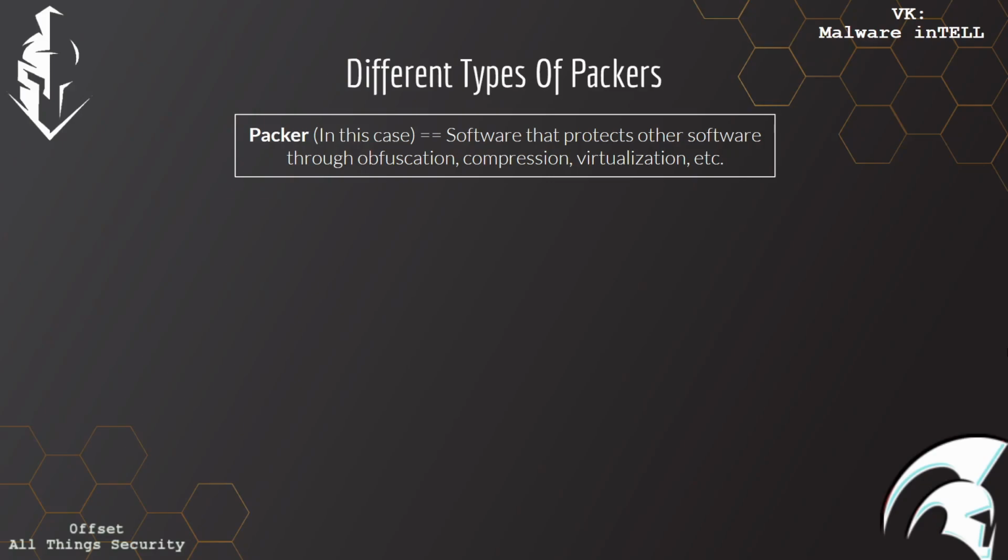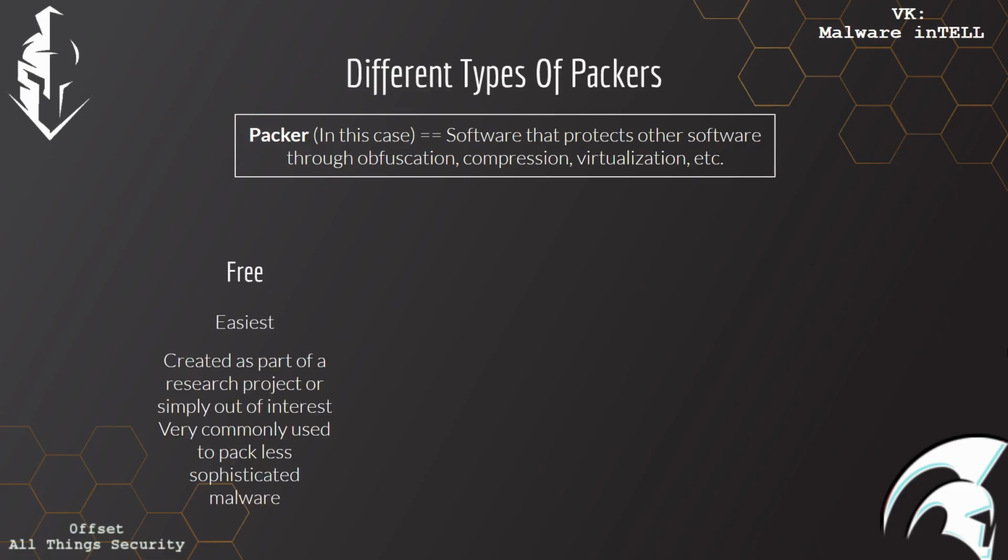So when I'm talking about a malware packer in this case, I'm referring to software that protects other software through obfuscation, compression, virtualization, etc. So there's a load of different names for this. There could be cryptors, all sorts of things. In this case, I'm just describing it all as packers. Anyway, let's have a look at the different types of packers.